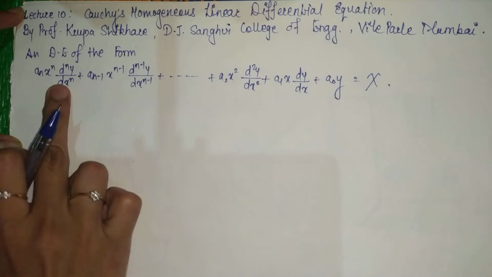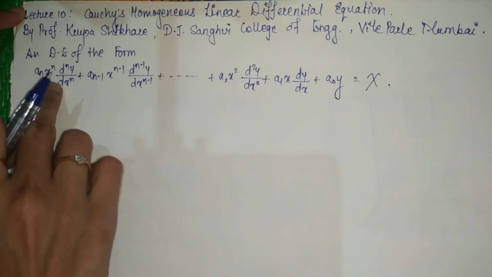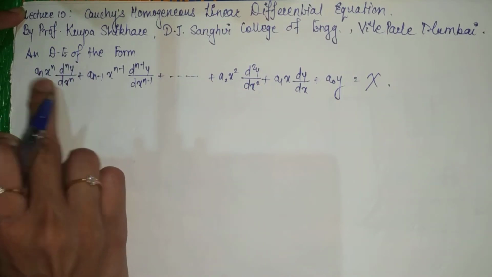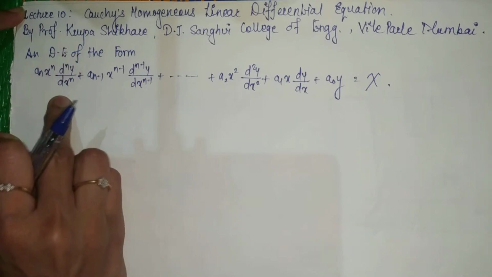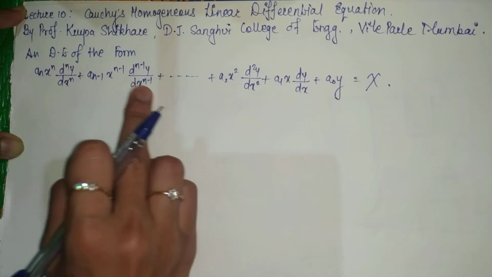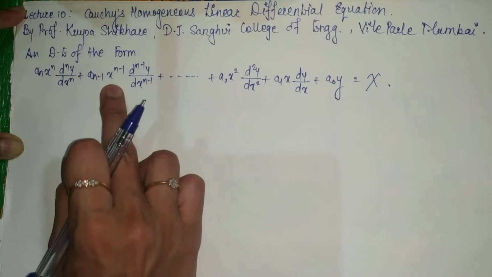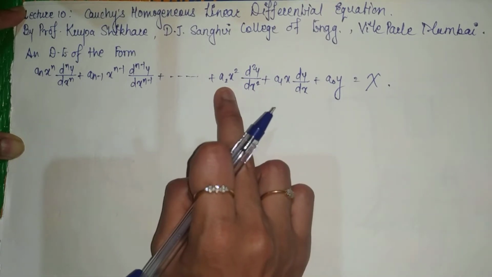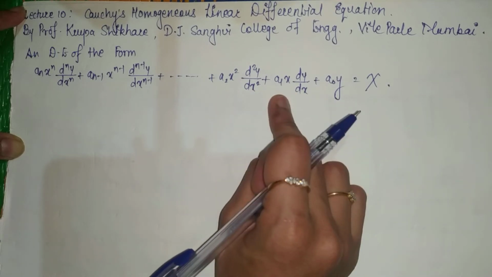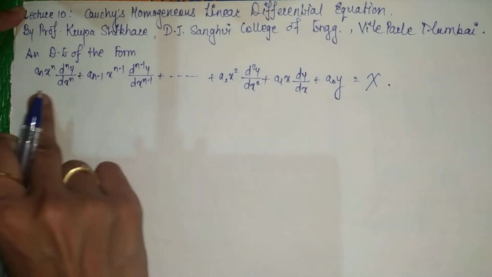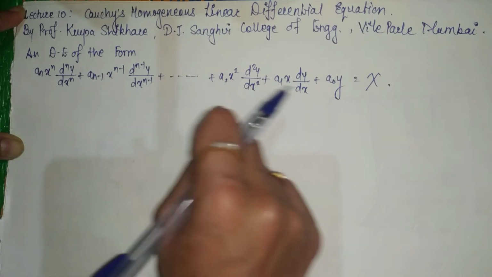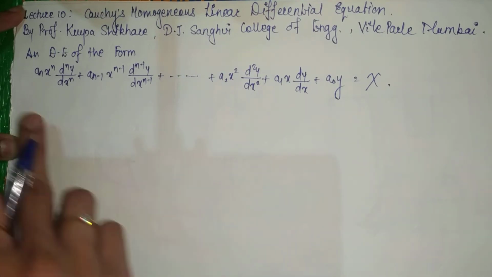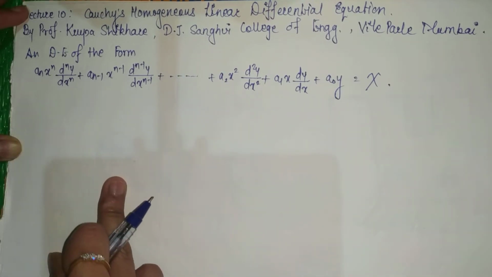Here you can see the coefficients of this differential operator are powers of x. This is the nth order derivative and the coefficient is x^n. This is the (n-1)th order derivative and the coefficient is x^(n-1). This is the second order derivative, the coefficient is x^2. First order derivative, the coefficient is x. So in this case the coefficients of this differential equation are not constant, but are tied with some function of x.